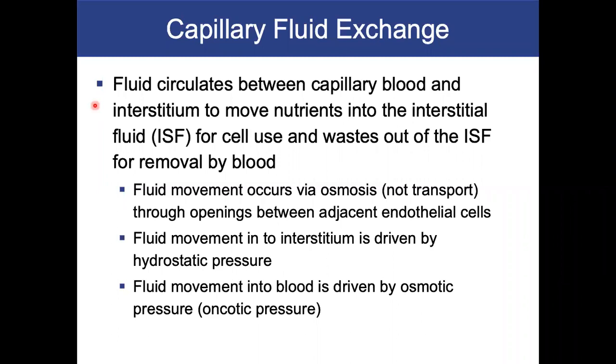Why do we need fluid to circulate into the interstitium? Because we have to get nutrients in to the cells and we have to get wastes out from the cells into the bloodstream. So fluid movement occurs via osmosis through the endothelial cells. Fluid movement into the interstitium, and you need to be careful about language, right? So think about that fluid is moving from the bloodstream into the interstitium, and that's driven by hydrostatic pressure.